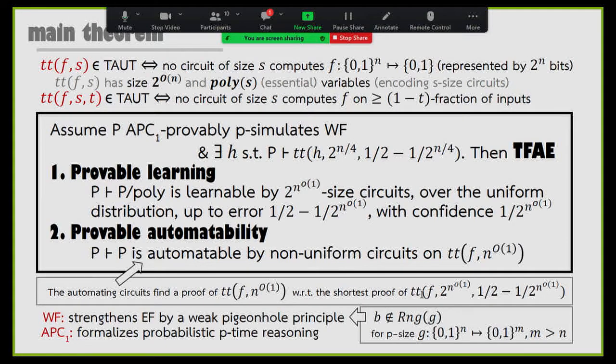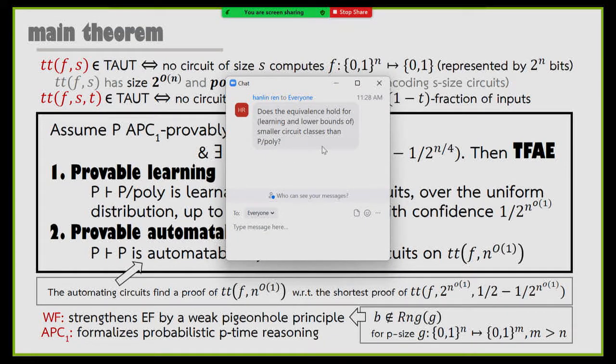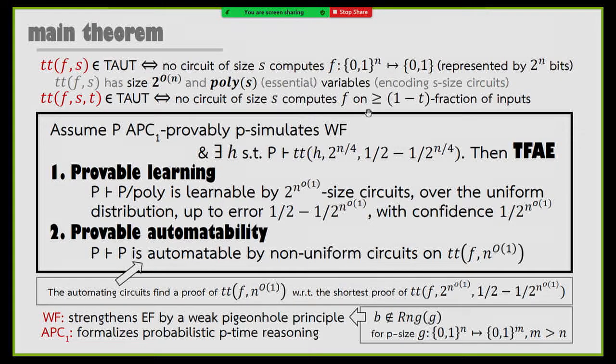I should explain. No, there is a question. So the question is if this theorem can be generalized to weaker circuit classes. I guess that you want to, for example, have AC0 here and AC0 here. I guess it should.